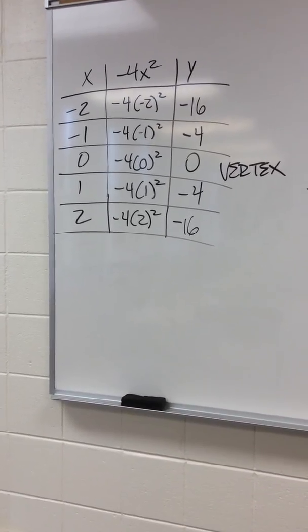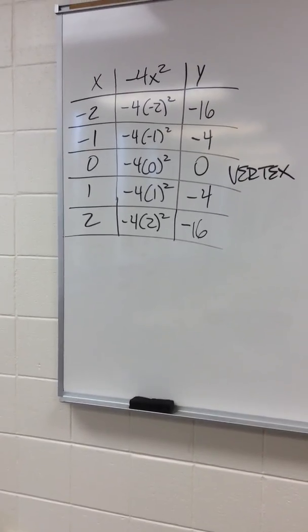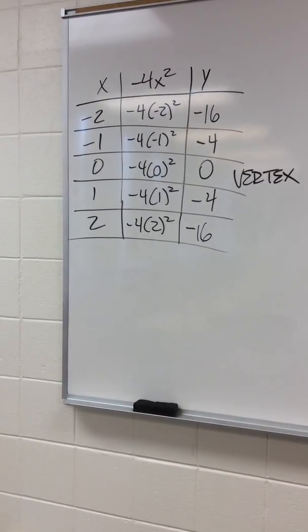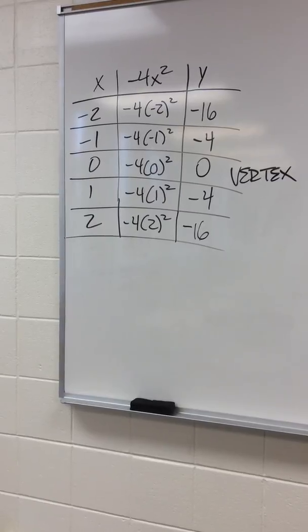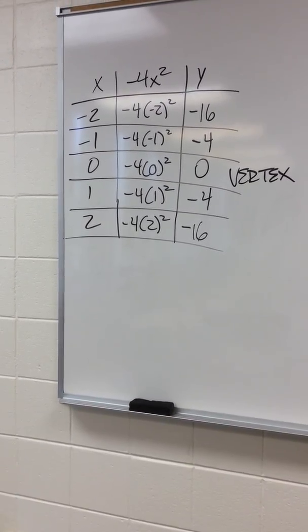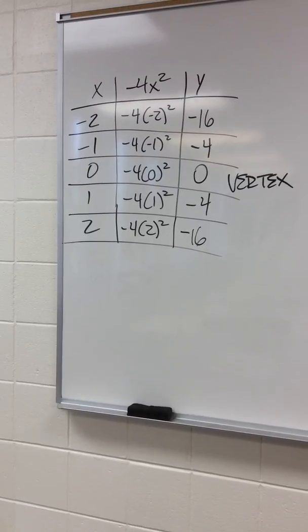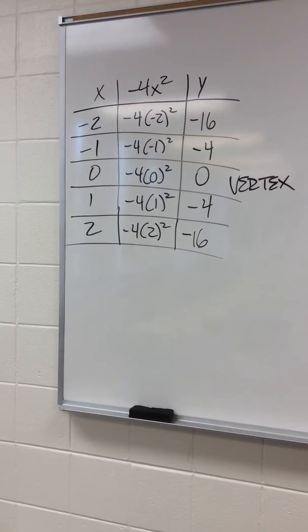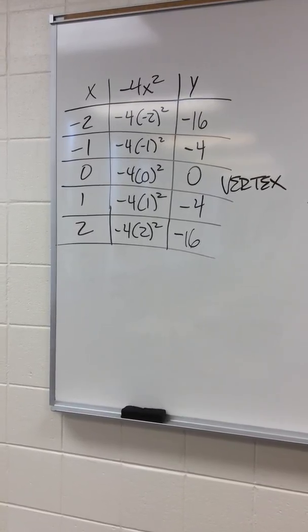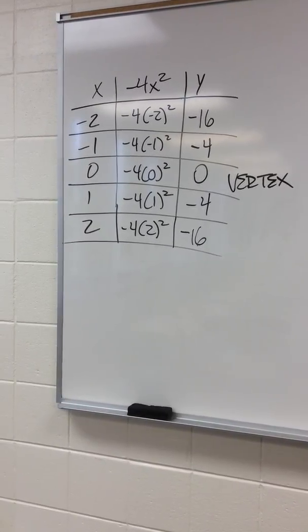Okay, here's an example from the homework for this chapter. We have y equals negative 4x squared as our quadratic function. When we first started graphing our linear equations, we used a chart. We chose our x values, chugged them through the rule, and got our y values.